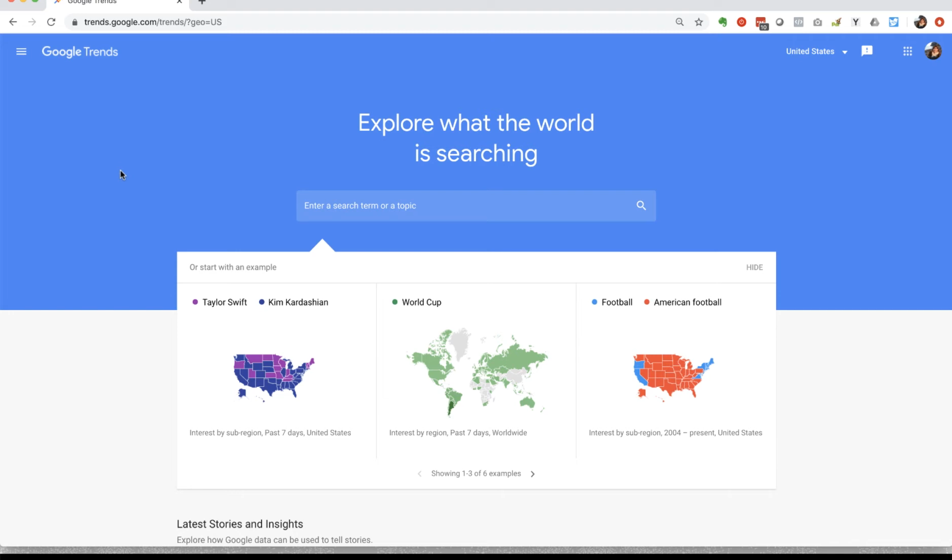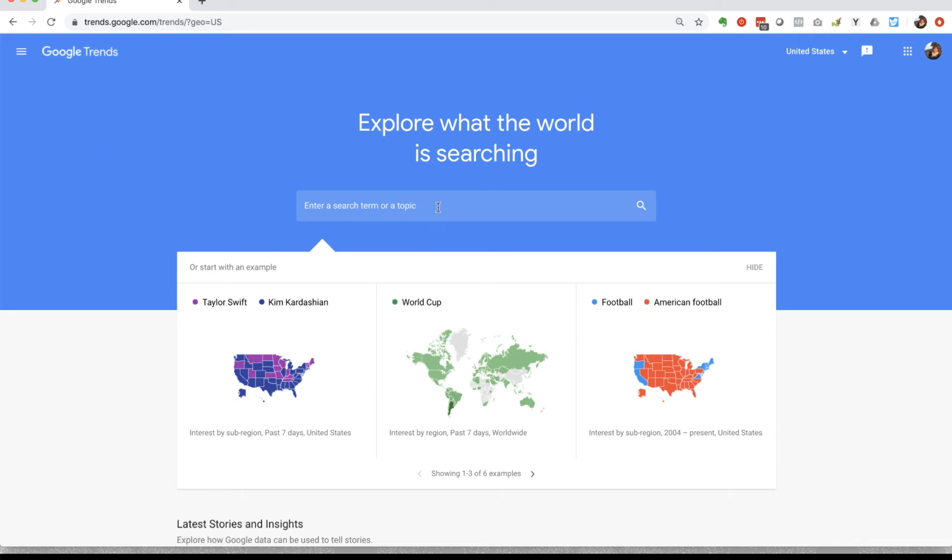So this is a completely free tool. It's not super sophisticated, it's not going to give you an incredible level of granularity and detail, but it can be very useful to get a general idea of who is searching for what, and particularly if you're trying to find out what sort of search terms people in your target market might be using.